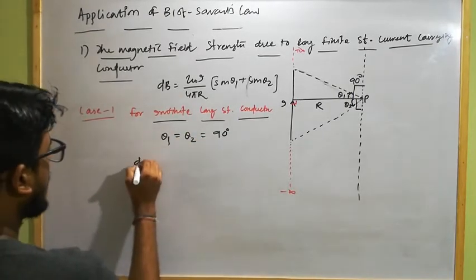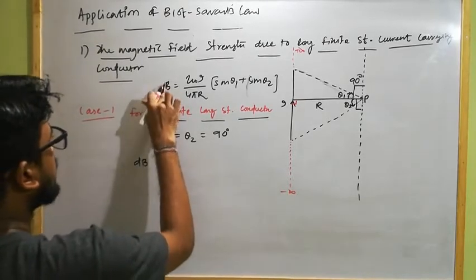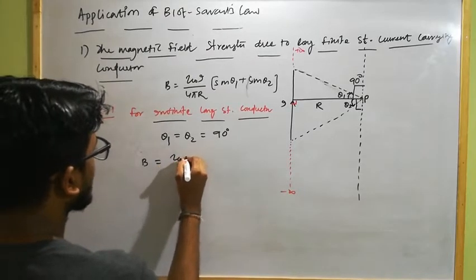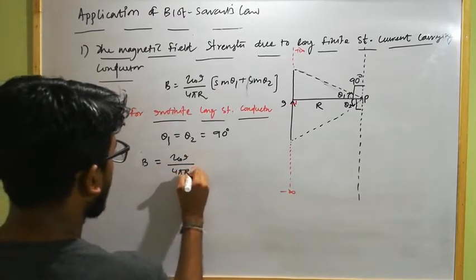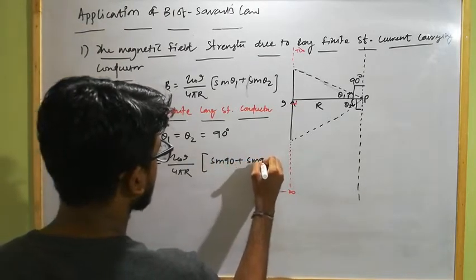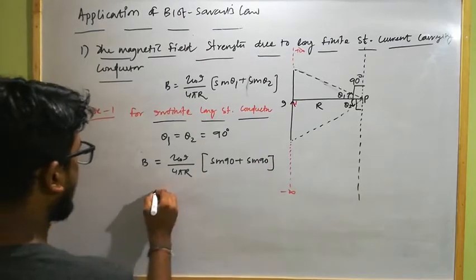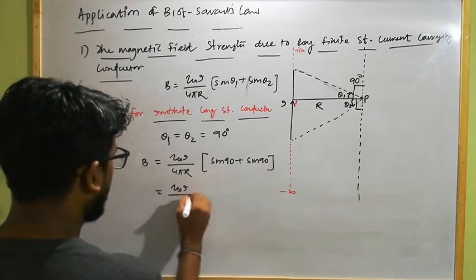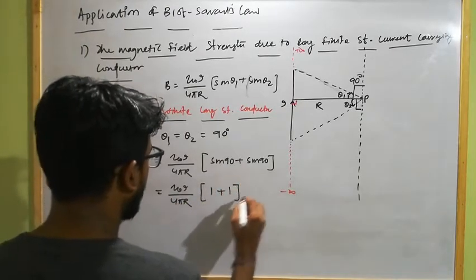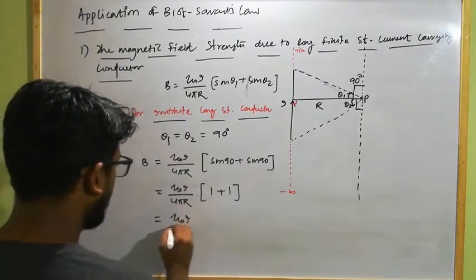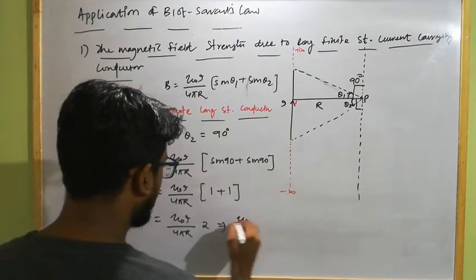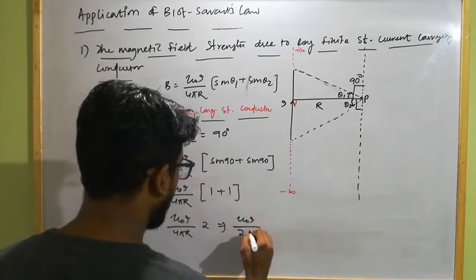So what is the value of dB? But here we can write only B because it is the complete conductor. So B equals how much? Mu naught I by 4 pi r into sin theta 1, that means sin 90, plus sin theta 2, that is also sin 90. What is the value of sin 90? 1. So it will become mu naught I by 4 pi r into 1 plus 1. This will become mu naught I by 4 pi r into 2, which is equal to mu naught I by 2 pi r.